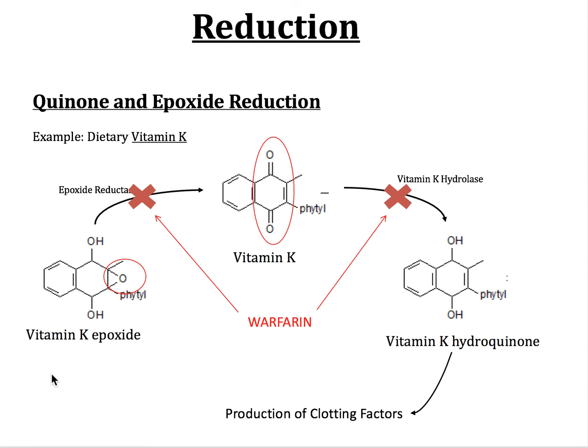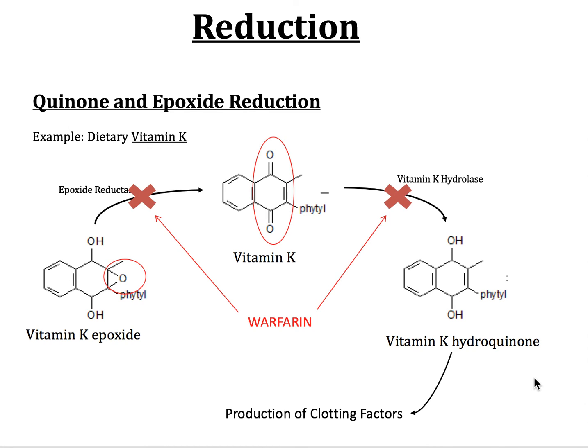In animals, we can get this from fruits and things like that, but in animals they start with this. So epoxide reductase gets rid of that to form vitamin K, and then vitamin K hydrolase converts it into vitamin K hydroquinone, which is the active form for producing clotting factors.